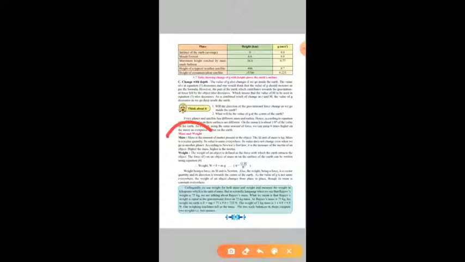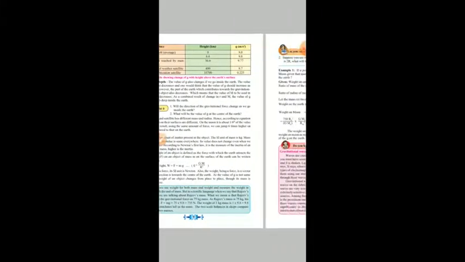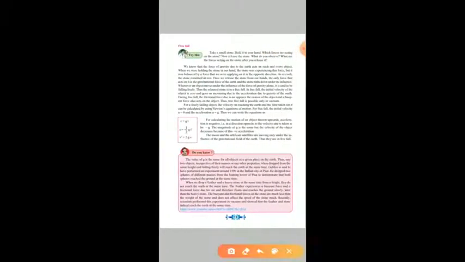Then you have studied mass and weight. Here is the formula for weight, F equals mg, where m is the mass and g is the acceleration due to gravity. Distinguishing between mass and weight is also very important. After this, you have studied free fall, where the initial velocity is taken as 0 and the acceleration is g. So you get these formulas, and you can use them in solving numerical problems.